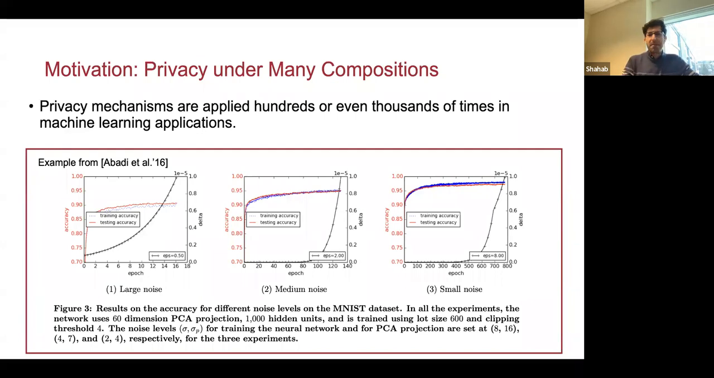And this phenomenon is not just for a classifier on MNIST. This happens for almost any machine learning application. So the number of iterations should be very, very high.